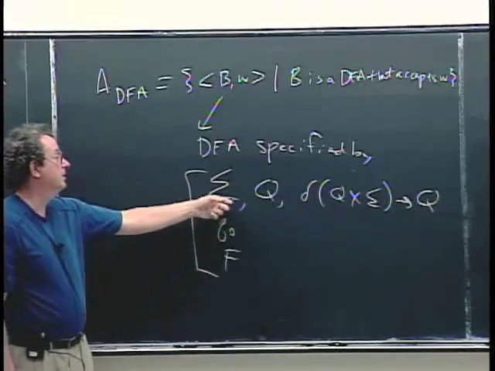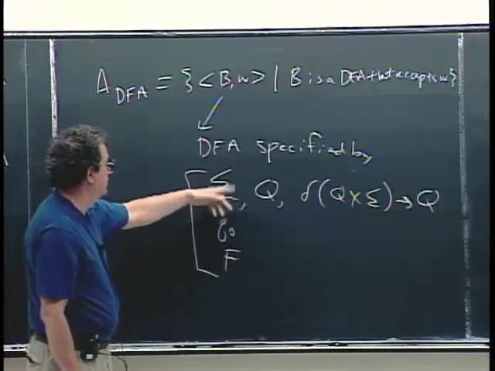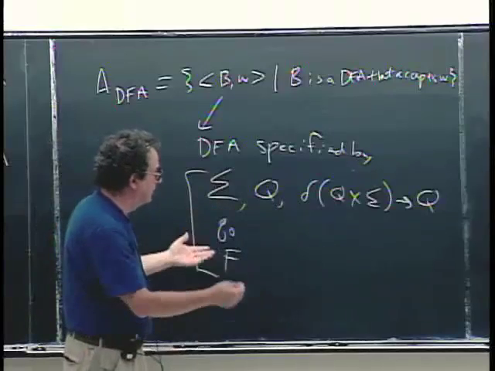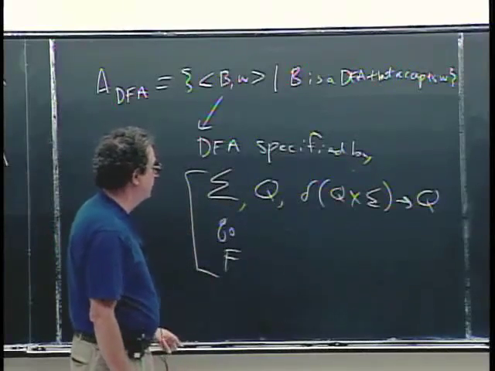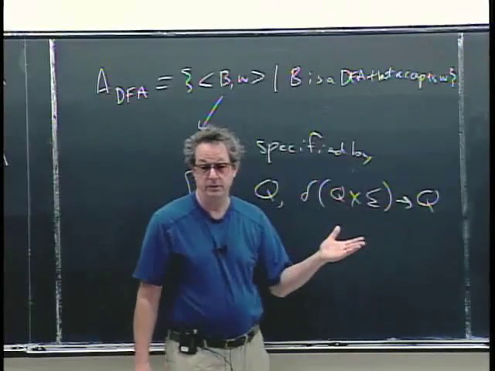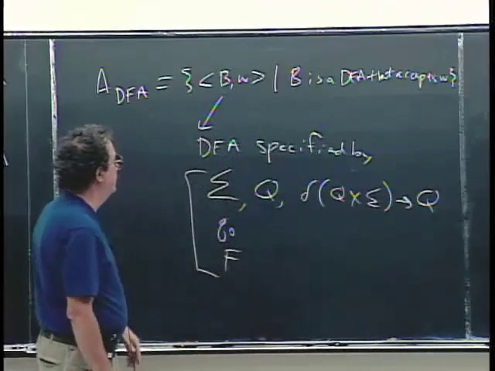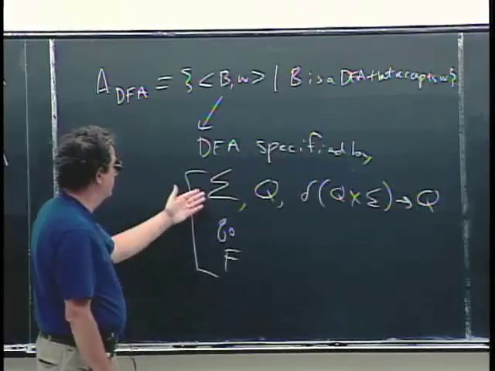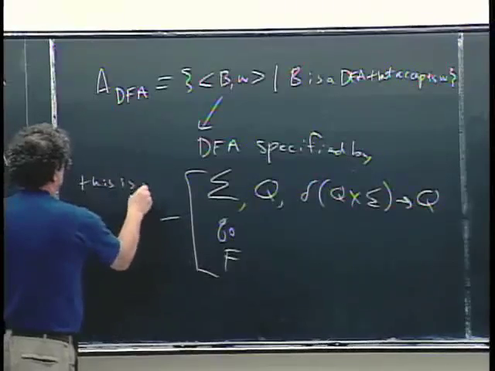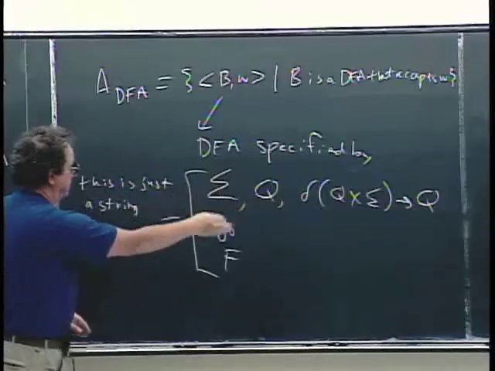So you can think of this as a string: the alphabet is a set of characters separated by commas. The states are described symbolically. And the transition rules are also just strings, really. Okay? So I can describe a particular DFA in terms of a string. Okay, so this is just a string, or this can be written out as a string.